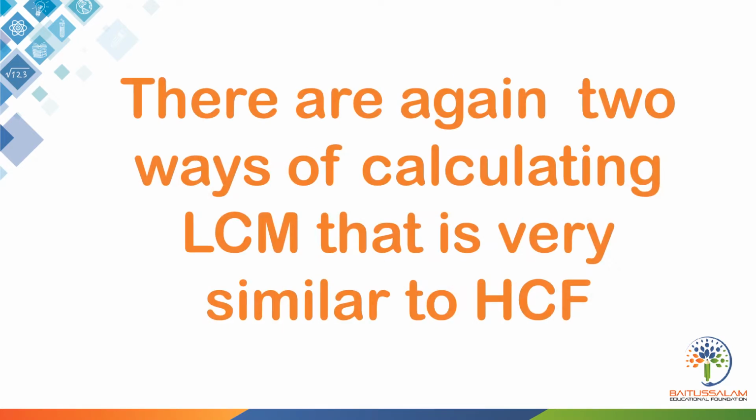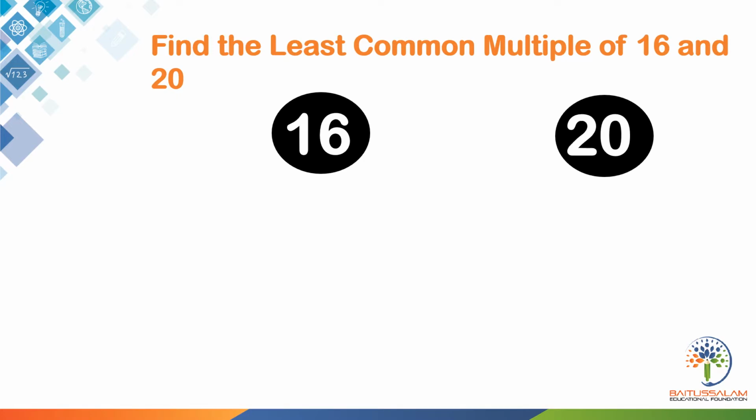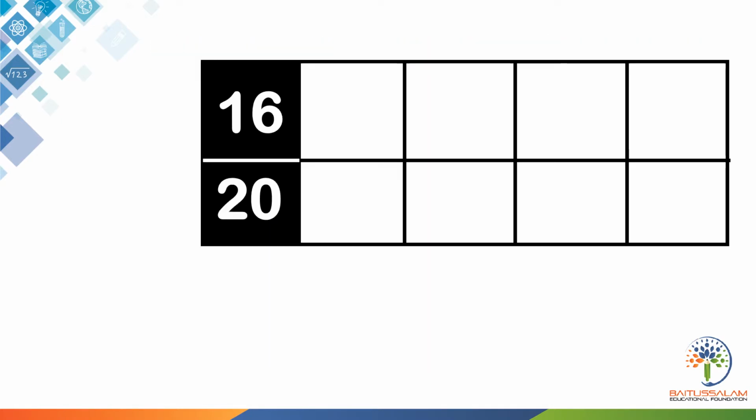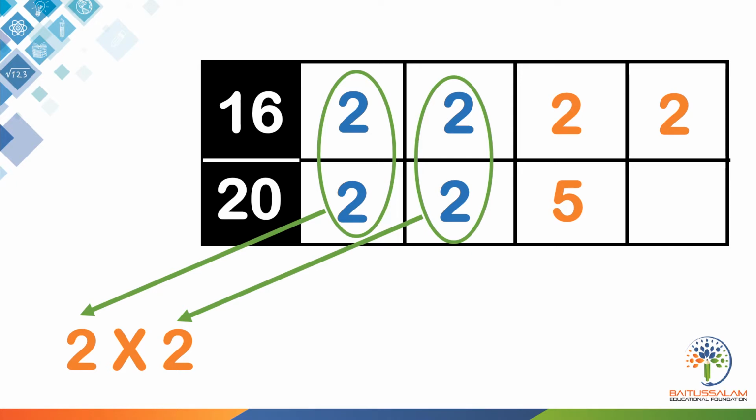There are again two ways of calculating LCM that are very similar to HCF. Method 1. Find the least common multiple of 16 and 20. Similar to method 1 of HCF, the prime factors of both these numbers are determined. The prime factors are then listed in the table and common factors are identified. In this case 2 is common twice. The common factors are counted once and multiplied.